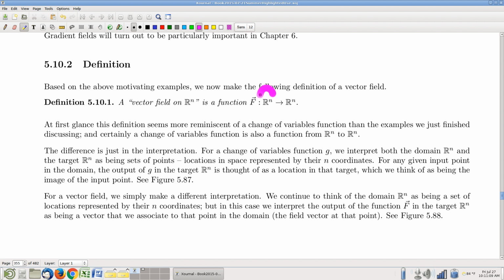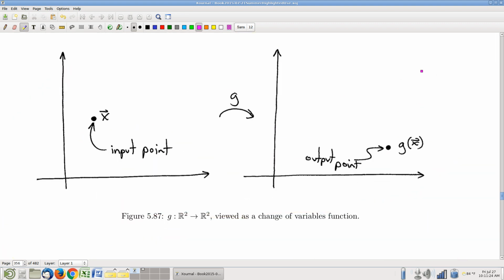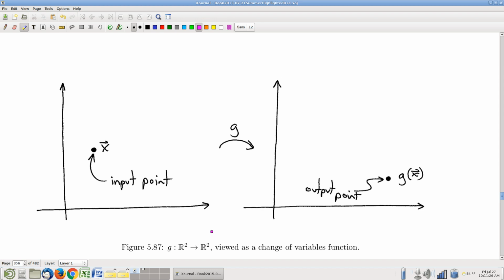This represents a point in our Rn. This represents a vector in the same Rn. It doesn't represent a different Rn. It represents a vector in the same Rn. Okay, so in this picture. Now, not this picture. Here's how we would naively view a function from R2 to R2, for example, as a change of variables function.